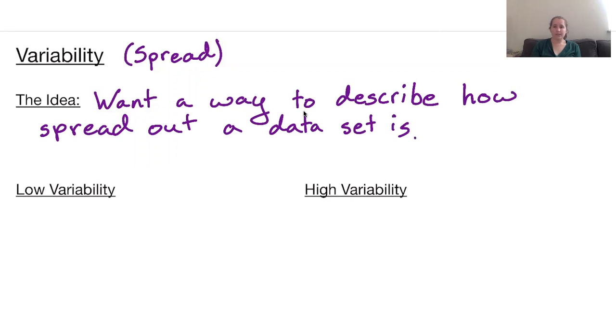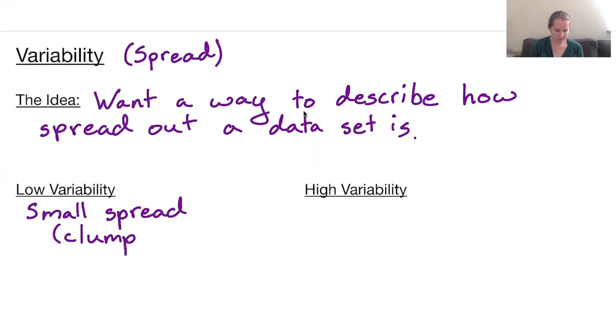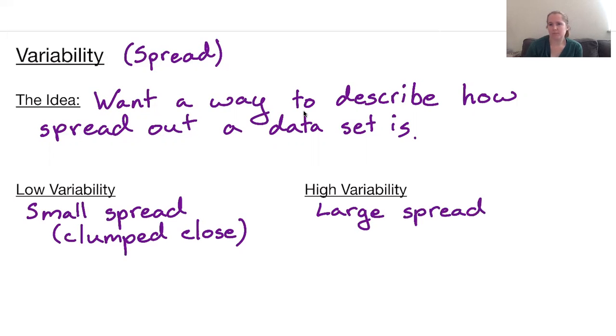So low variability, we consider a data set that has a very small spread, so it's close together. So it's small spread. Possibly might even consider the data to be clumped close together. High variability has a larger spread. So the data is more spread out.